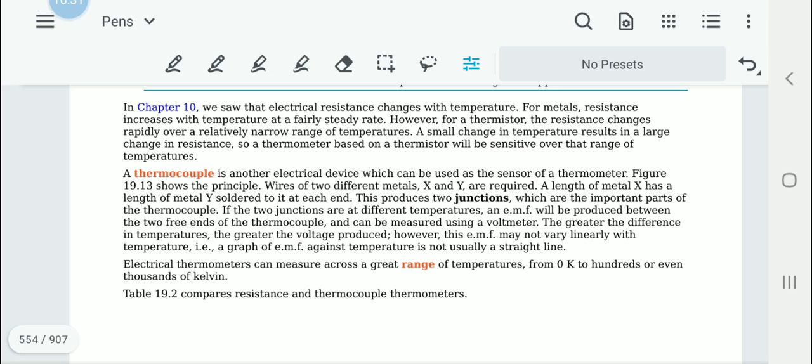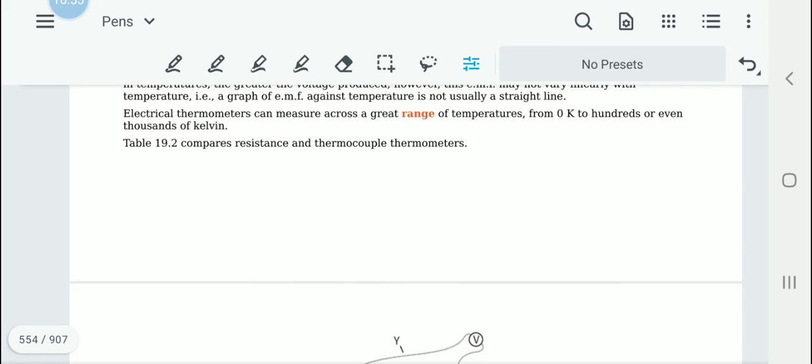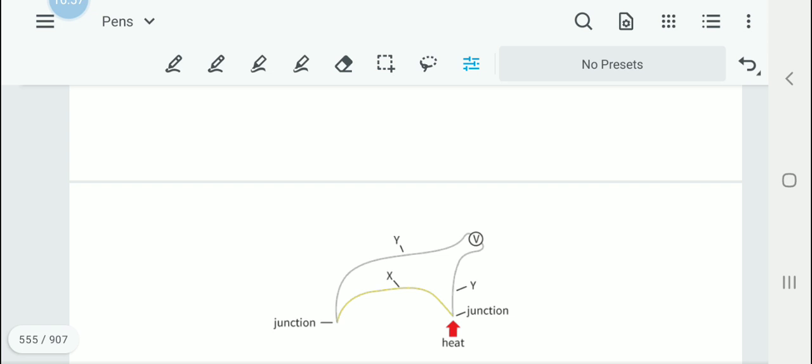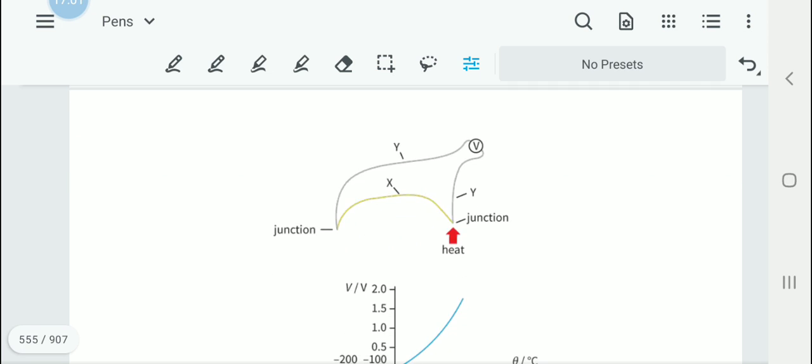However, thermocouple thermometers do not have their EMF changing linearly. As a result, they have to be calibrated properly to get a proper reading.